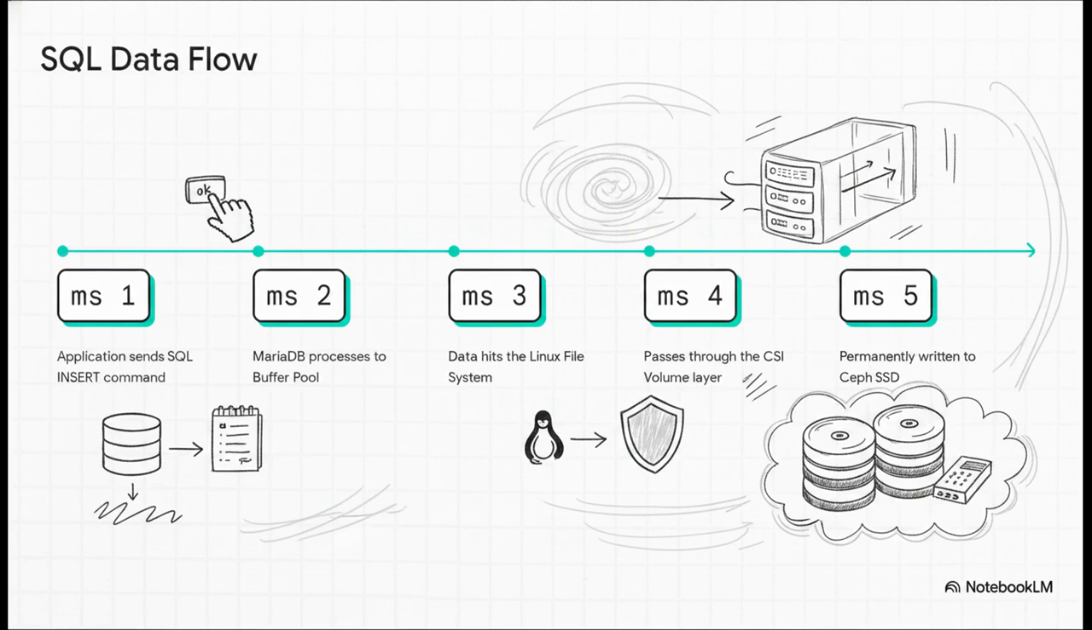Millisecond 2, MariaDB grabs it, processes it into its buffer pool and redo log to make sure the transaction is safe. Millisecond 3, MariaDB flushes this down to what it assumes is just standard Linux file system storage. Millisecond 4, that data passes right through the CSI volume layer. Millisecond 5, bam! It physically hits the spinning disks or SSDs managed by Ceph.